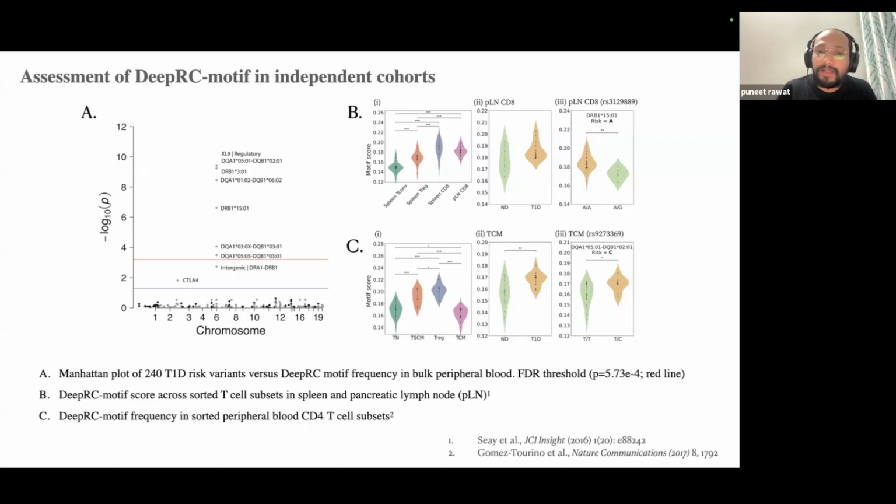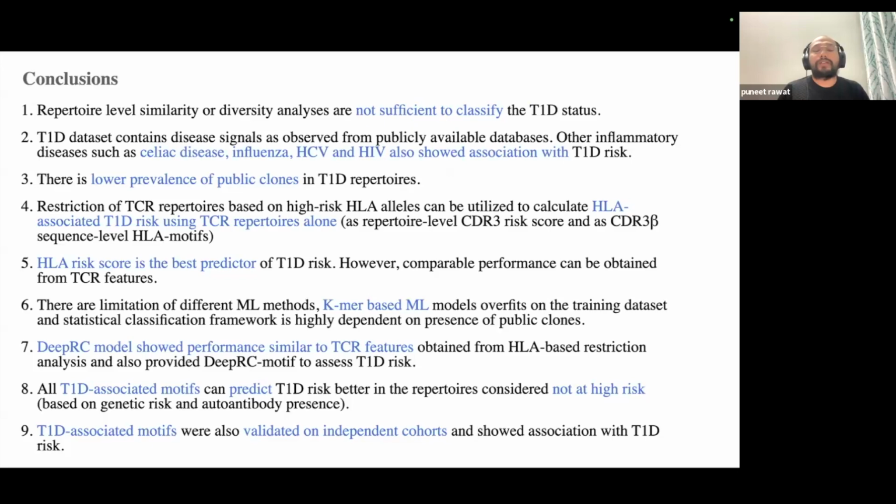So coming to the conclusion, we didn't see any differences in the repertoire level similarity and diversity analysis. And we found some big public databases, and we found that certain diseases have higher CDR3 sequences associated with different diseases; certain diseases have a much higher association in the type 1 diabetes repertoires. And we found that there are fewer public clones in the T1D repertoires, but there is definitely information at the subsequence level.